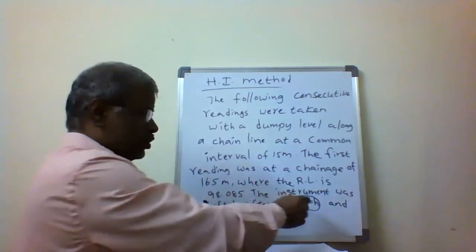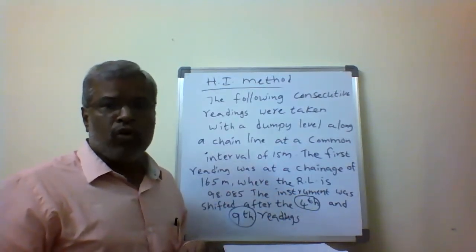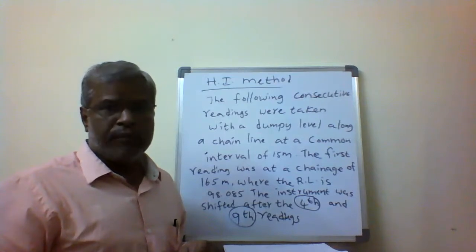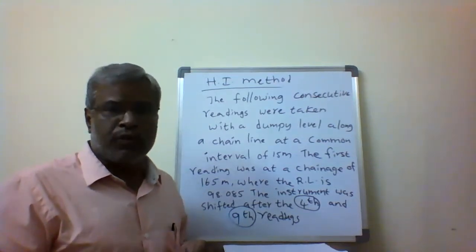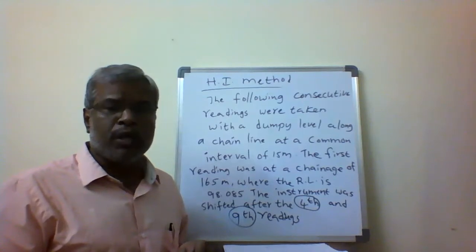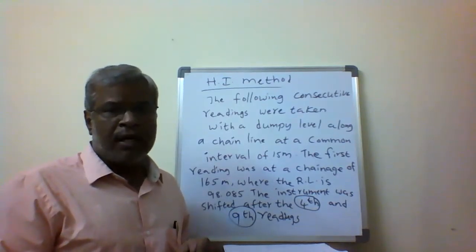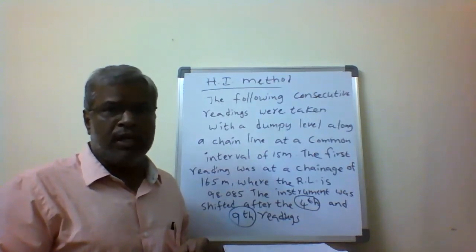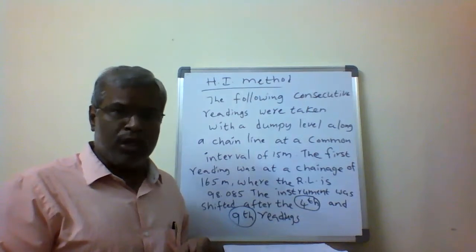For that, this is the most important: 4th and 9th readings. The instrument was shifted at the 4th and 9th reading, which means the 4th reading is going to be the foresight reading. Whenever we shift the instrument, the last reading we take is the foresight reading. The first reading on the benchmark we take as the backside reading. This is the basic principle we use completely in leveling survey. The first reading is always the backside reading on the benchmark or the known elevation.